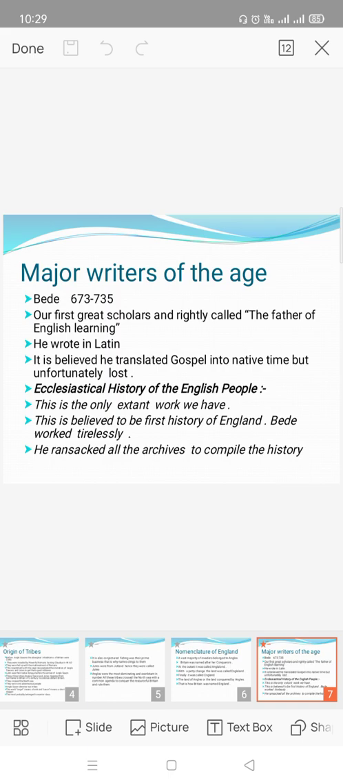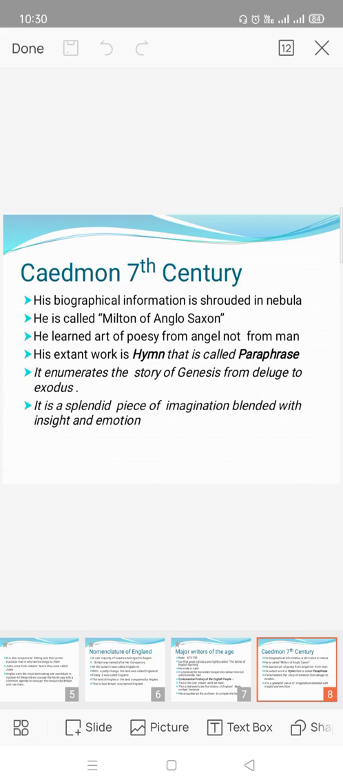This is believed to be the first history of England, and Bede worked tirelessly. He ransacked all the archives to complete the history, especially the ecclesiastical history, or the religious history of England. And this is really a work of timeless importance, a very significant and comprehensive work on history.